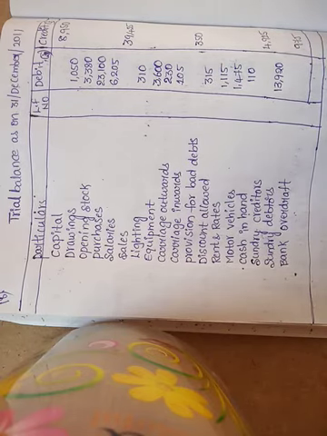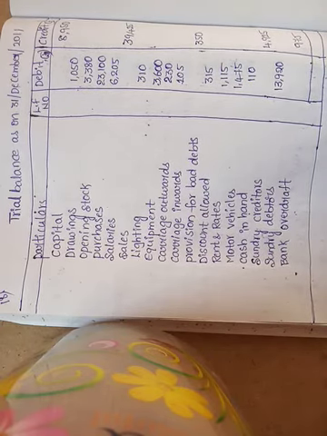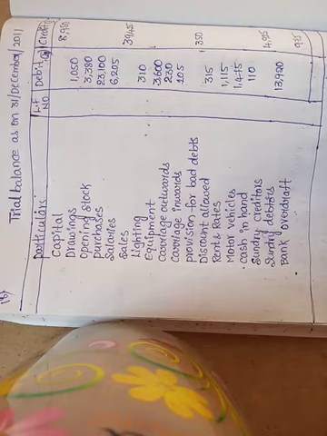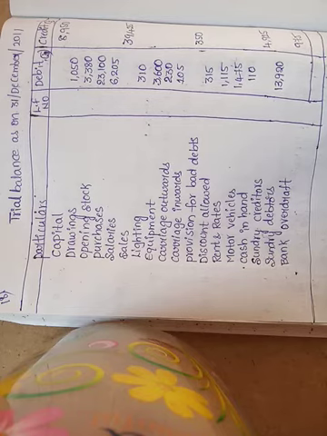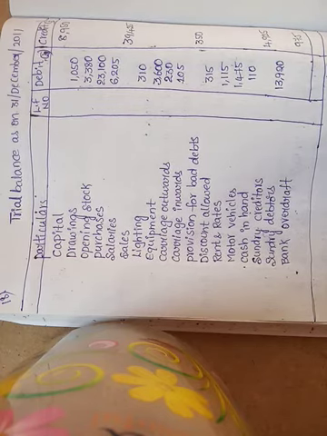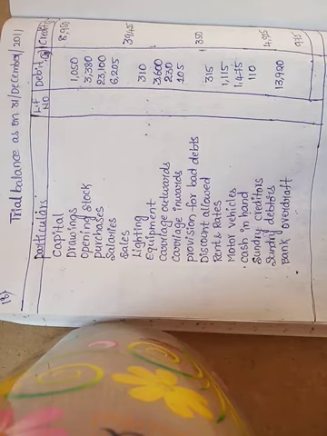Debit side is 1050 plus 3380 plus 23100 plus 6205 plus 310 plus 3600 plus 230 plus 105 plus 315 plus 1115 plus 1475 plus 110 plus 13,920. Total of debit side is 54,915.